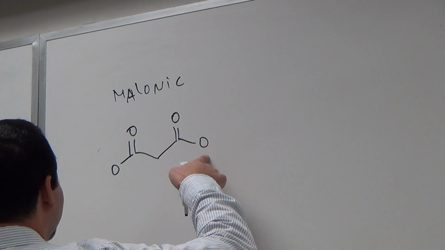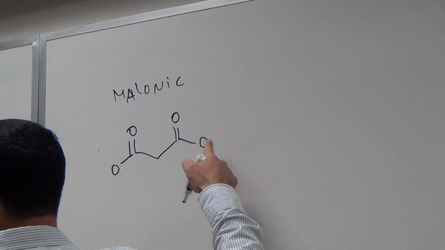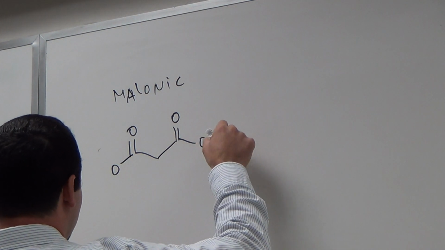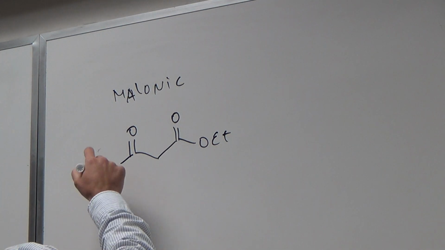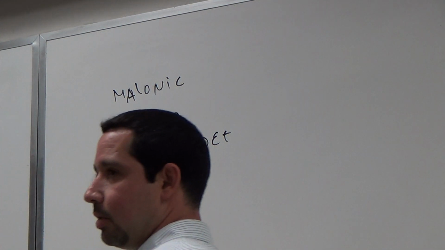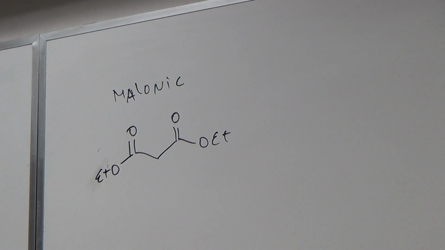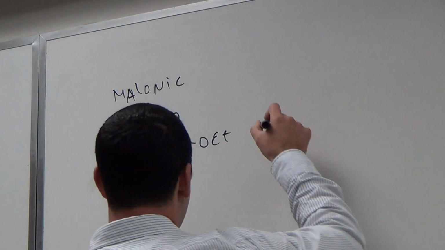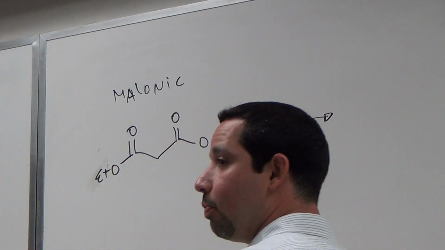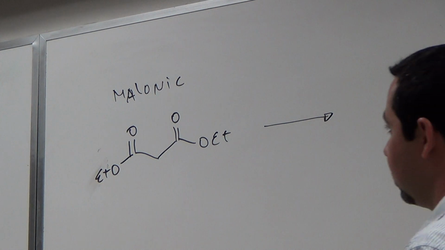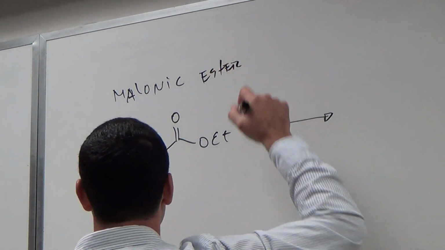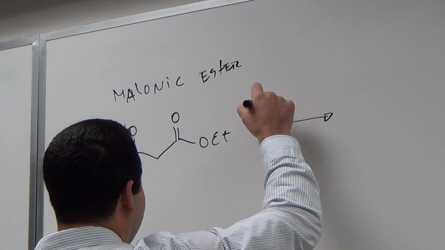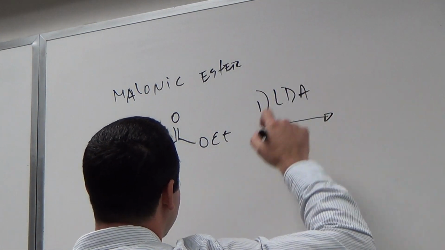Okay. So if this is an OH, it's called malonic acid, yes? If these are esters, it's called malonic ester, or diethyl malonate. Okay? Now this can be treated with a base. So I'm going to give you a reaction and you're going to write the product down without me telling you what it is. So this is called malonic acid synthesis. Let's say I treat this with a base.